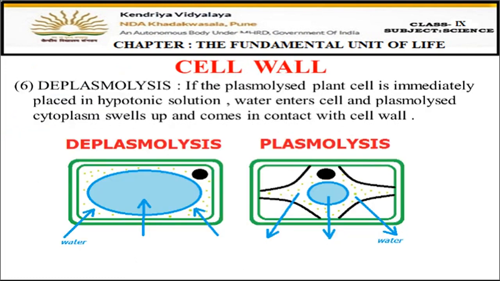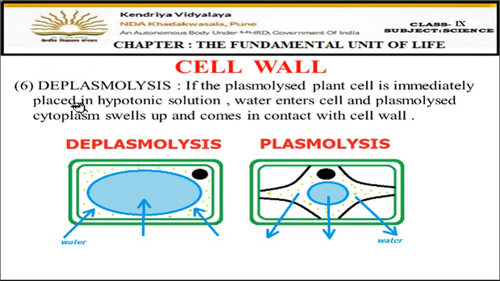Fine. Now let us move on to the next concept of deplasmolysis. Plasmolysis we have studied. That means the cell has shrunk. Now deplasmolysis means breaking the plasmolysis, that means again the plant cell will swell. In plasmolysis the plant cell was shrunk, but in deplasmolysis, again the plant cell will swell, and all the protoplasm, that means nucleus, cytoplasm, everything will come back to its original place.